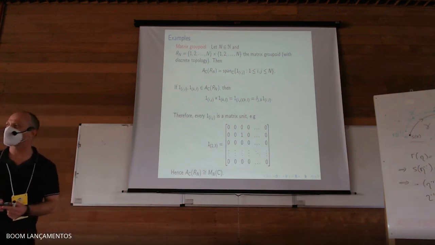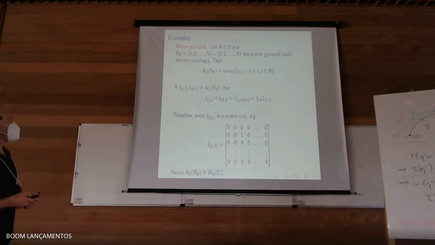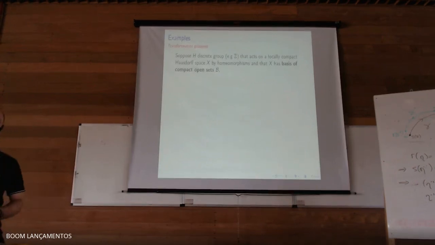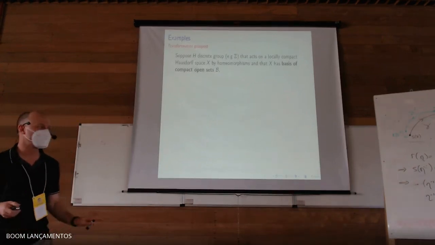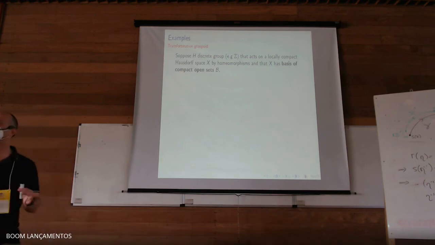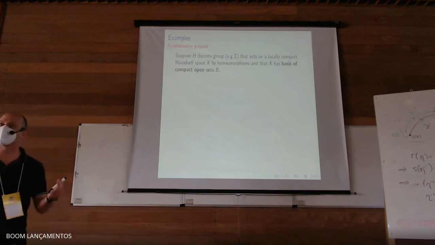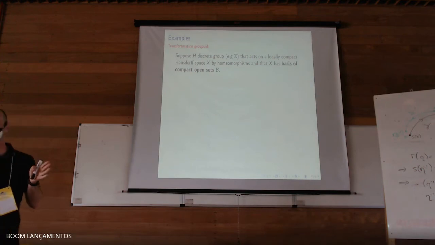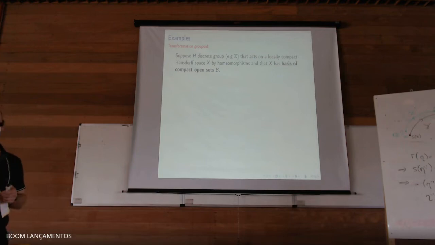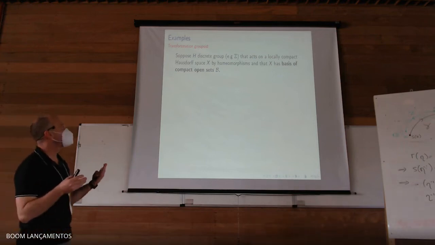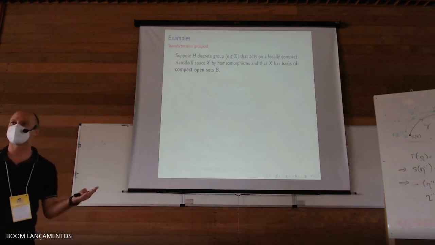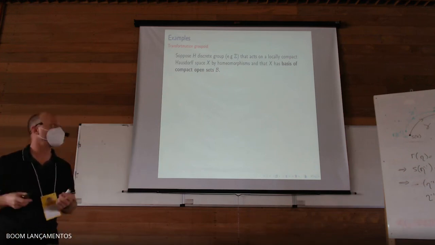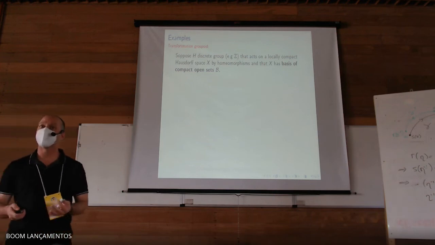Is that okay? Right. So the following example is a little bit less concrete, but nonetheless, let's see if we can go through the motions. It'll work more or less the same. So in this instance, suppose we've got a discrete group and it acts on a locally compact Hausdorff space by homeomorphisms. And also we need to assume X has a basis of compact open sets. Let's call that B, right? And that way, the transformation groupoid will be an ample groupoid.